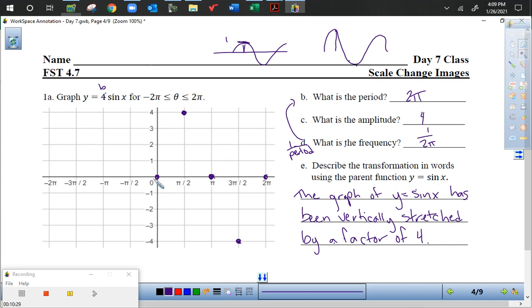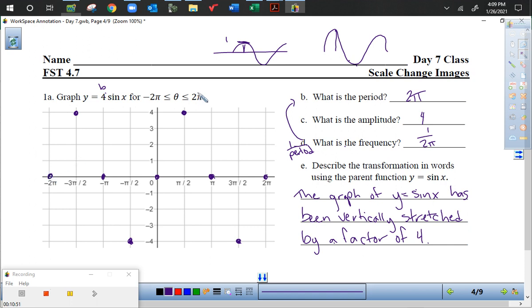Same thing over here. It's supposed to go down. Normally that's -1. We're going to -4. From there, you have nowhere to go but up, so you go back up to the 0. Then we're going up to the maximum, which is now 4, and back.